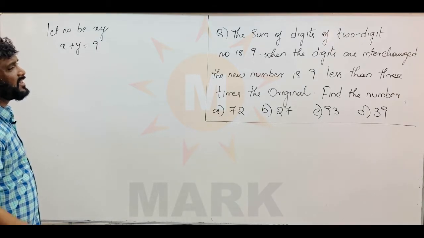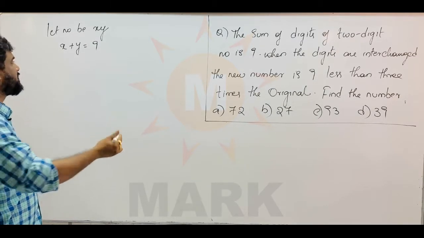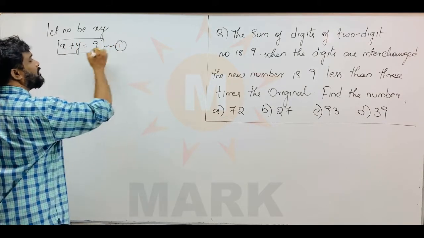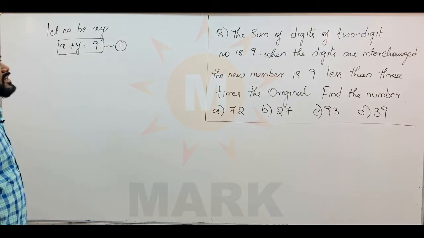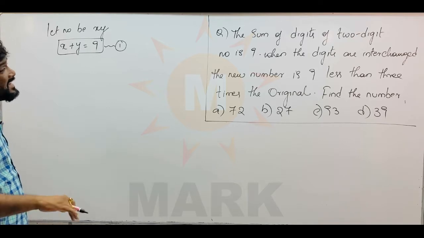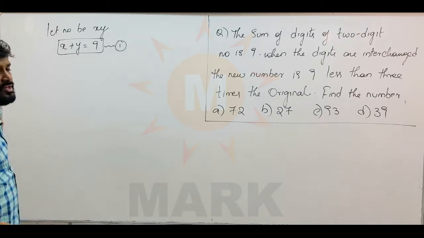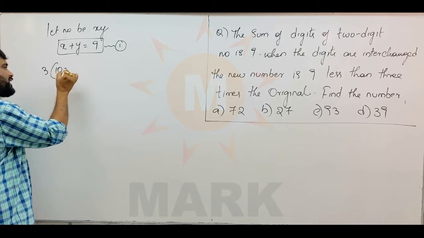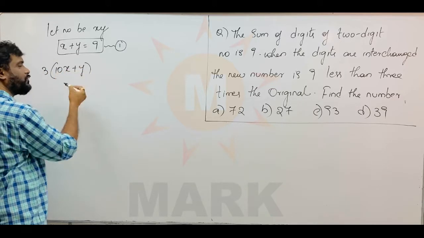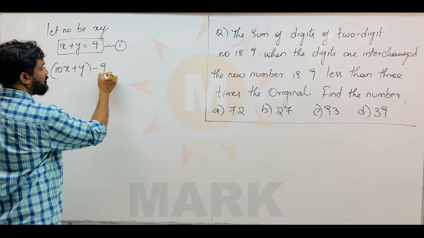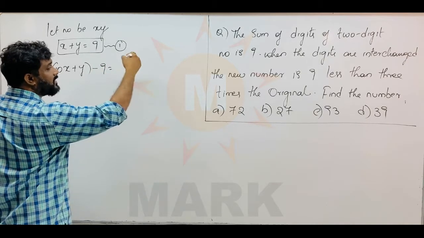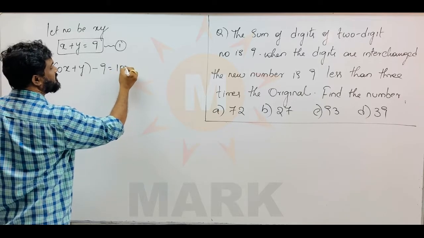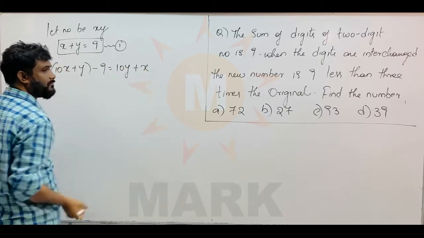Now my dear friends, this is equation number 1. When the digits are interchanged, the new number is 9 less than 3 times the original. That means you take 3 times the original, that means 3 into 10x plus y. This is the full value, and you minus 9 from it. Then only you can get the new number which is formed by the interchange of the digits. That means 10y plus x.